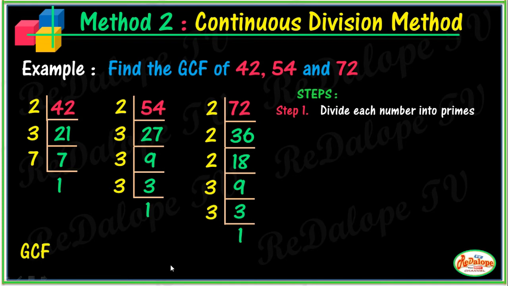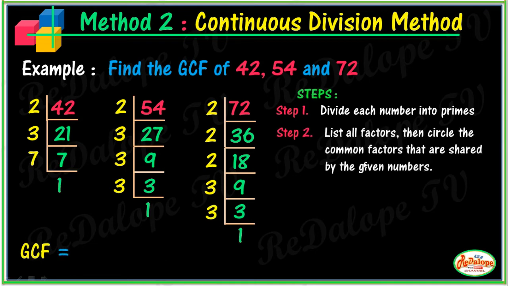Then how do we find the GCF? The GCF can be found by listing down all the factors, then encircle them. So we have the first factor that is shared by these three numbers, 42, 54, and 72. So we list down 2 here. Then the second factor is 3. So multiply the prime number 2 by 3.